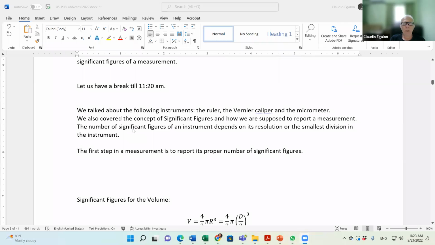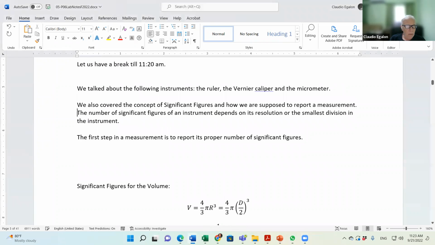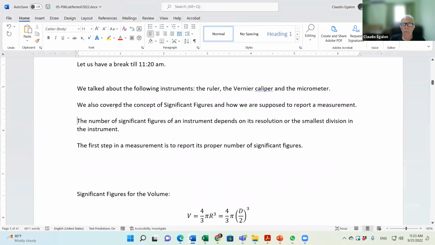Okay, so here you go. We talked about the following instruments: the ruler, the vernier caliper, and the micrometer. We also covered the concept of significant figures and how we are supposed to report a measurement. The number of significant figures of an instrument depends on its resolution or the smallest division in the instrument. The first step in a measurement is to report its proper number of significant figures. Now we did that for the ruler, the vernier caliper, and the micrometer.